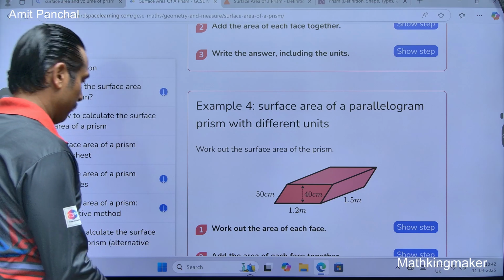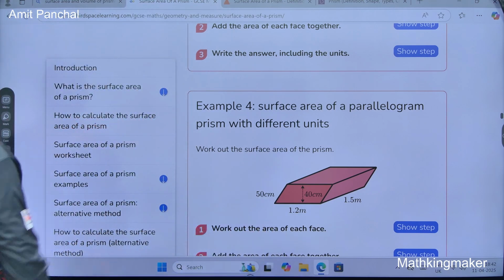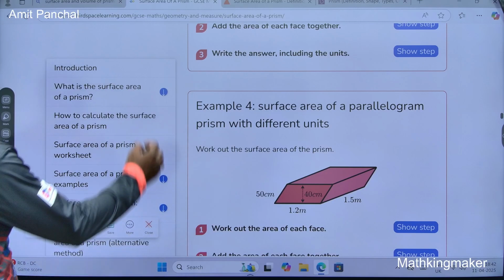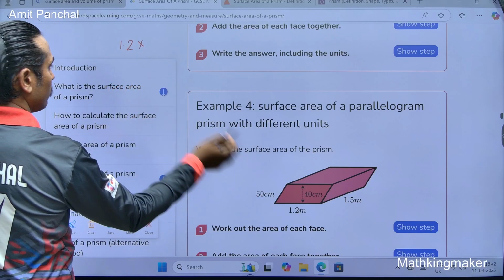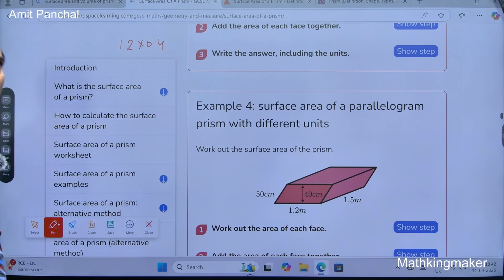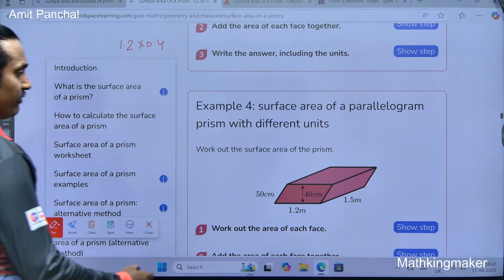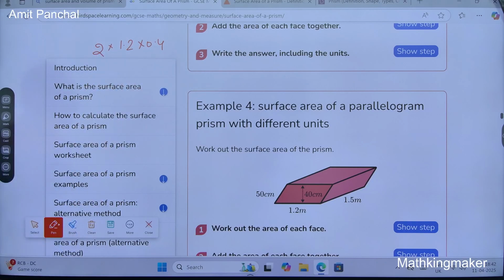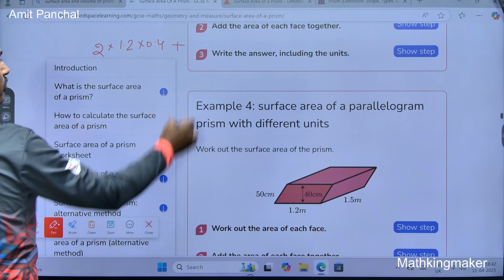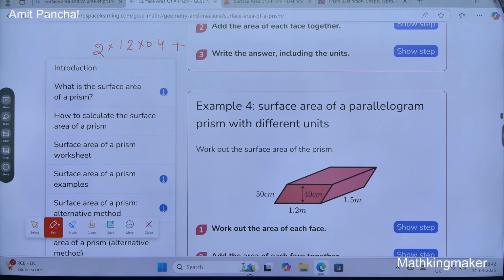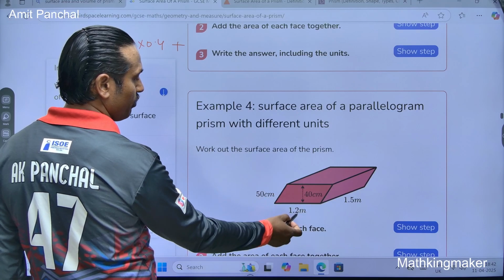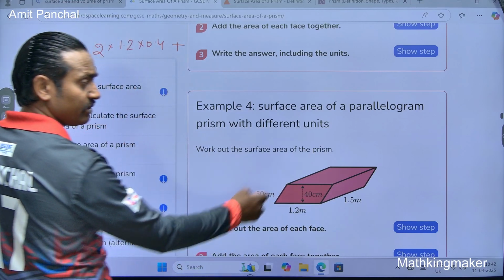What is its base area? Area of the base. 1.2 into 0.4. Yes. And what was the formula? Twice the base area plus perimeter of the base times height. So perimeter of the base is 1.5 times 1.2 times 2. That is 2.4 plus 1. It's 50 centimeter.